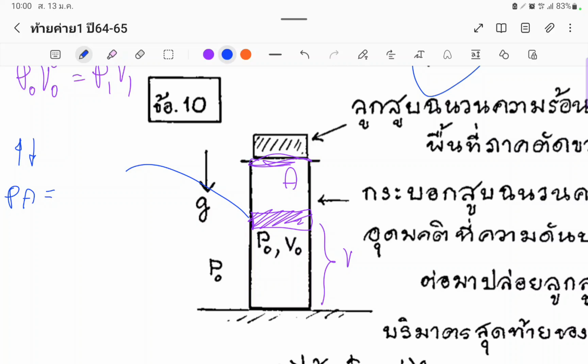There is another force from the outward pressure, P0, no, P and A, and then there's going to be mg down, and then P0 and A down. So we have to set these two equal because it's in equilibrium now. So P A is equal to P naught A plus mg.